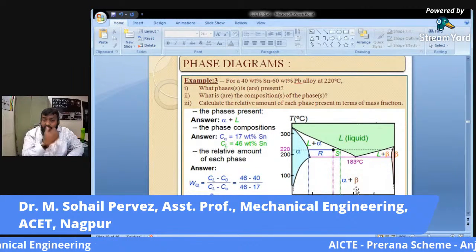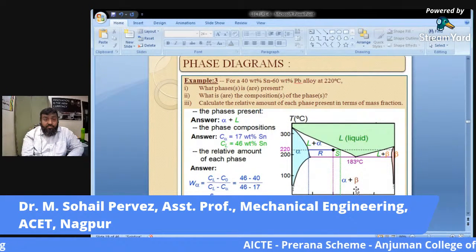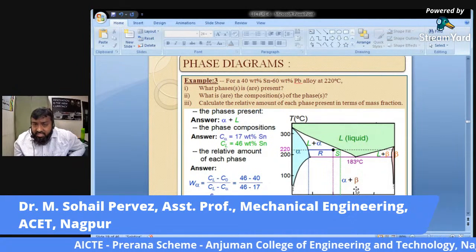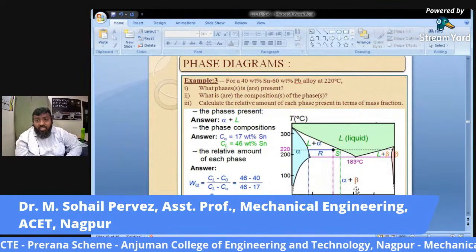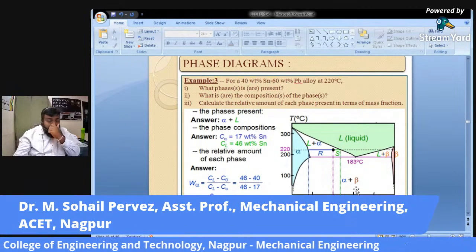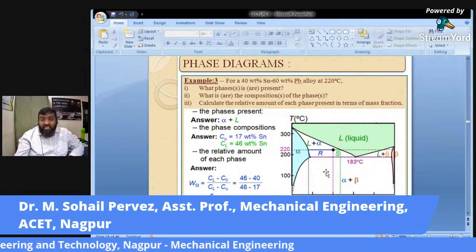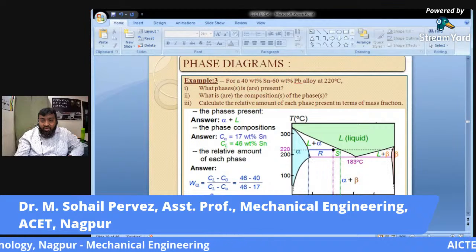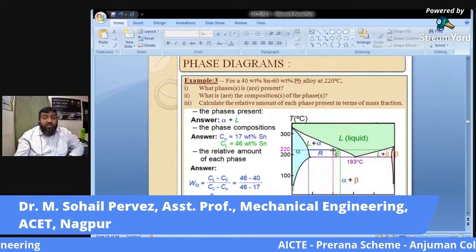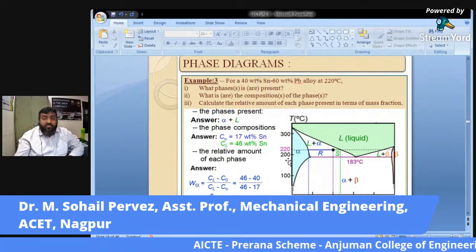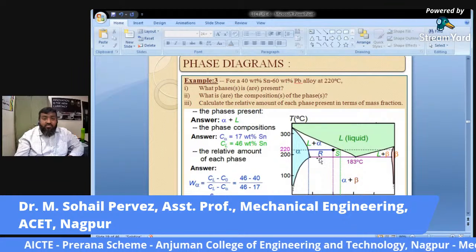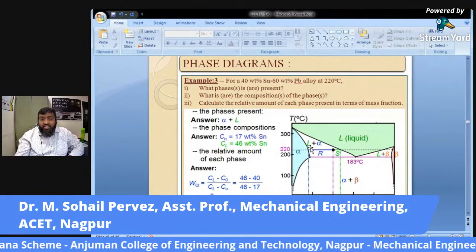The next example, example 3, is for 40% weight of Sn and 60% weight of Pb at 220 degrees. Now please concentrate. When we say 220 degrees, the point on the graph has crossed this eutectic line. So above this eutectic line, again the same thing, the phases present are obviously liquid plus alpha.